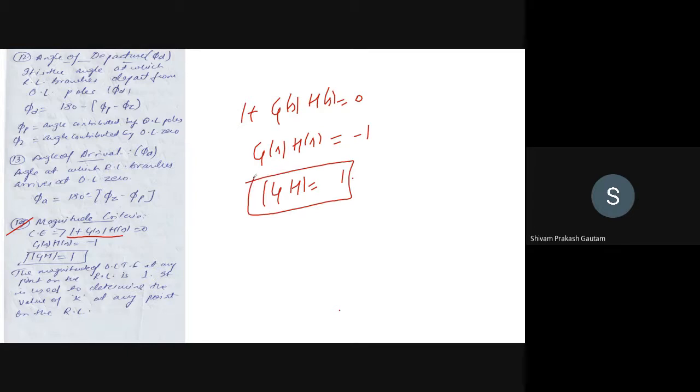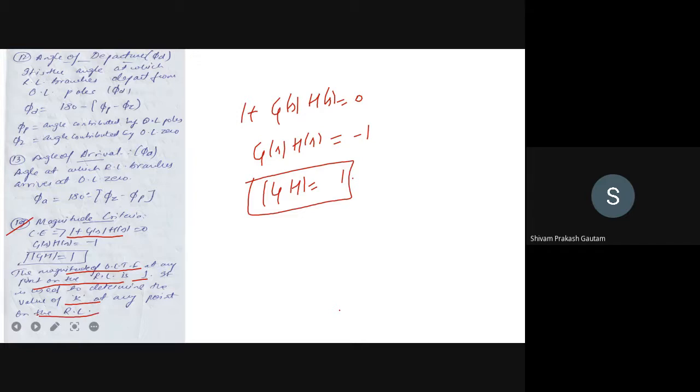This is the characteristic equation which is given by 1 plus gs hs is equal to 0, and gs hs will be equal to -1. So you can take the mod, that is mod of gh will be equal to 1, right? So this is what we call the magnitude criteria, right? So what is this magnitude criteria used for? The magnitude criteria of open loop transfer function at any point on the real axis is 1. It is used to determine the value of k at any point on the real axis.